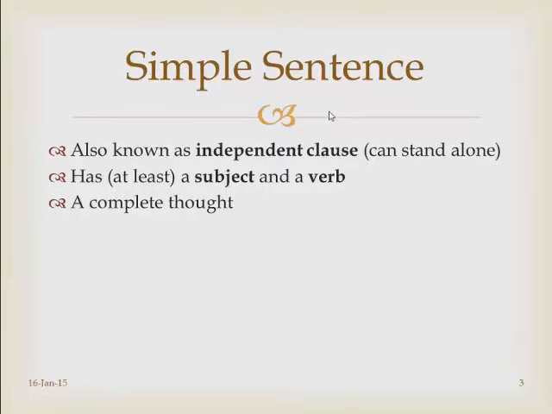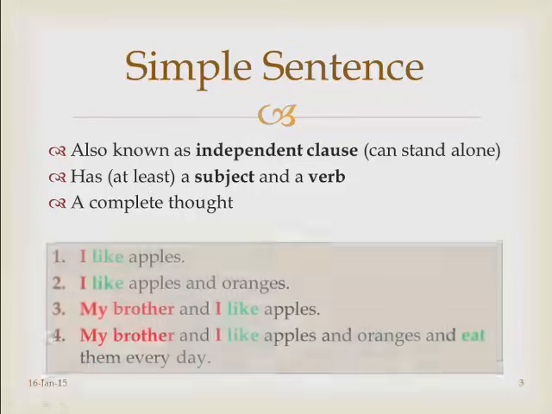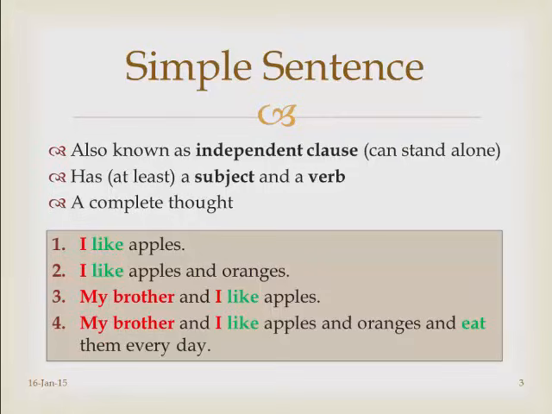An independent one is because it can stand on its own, it is a complete thought, and it makes perfect sense. So let's look at some of the examples. I like apples. A complete thought. One simple sentence. It has the subject I and the verb like. The second example, I like apples and oranges. It's longer, but it still has the subject I and the verb like. So it is still one single independent clause, one complete thought, one simple sentence.